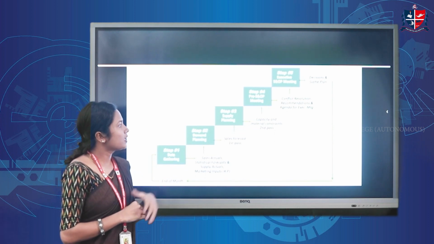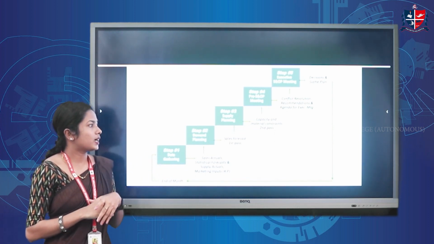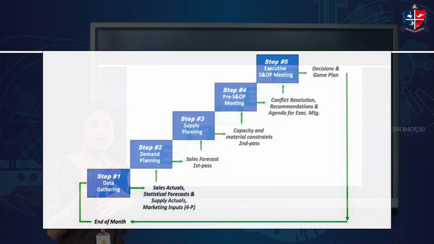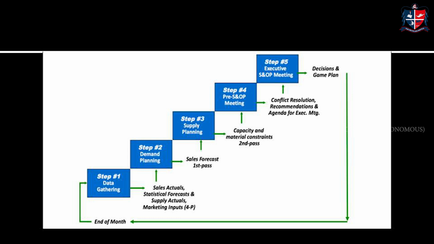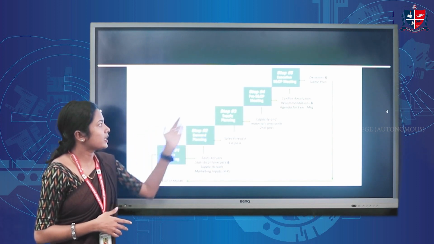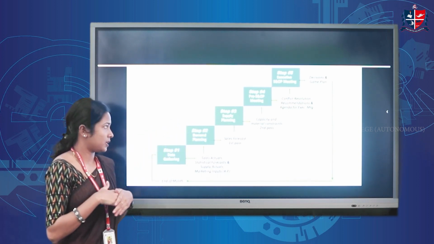Next, the third step is supply planning. Here we will analyze the capacity of the organization. Capacity means human resources, materials, equipment, machinery and so on. So in the third step, we will plan the supply of a company.